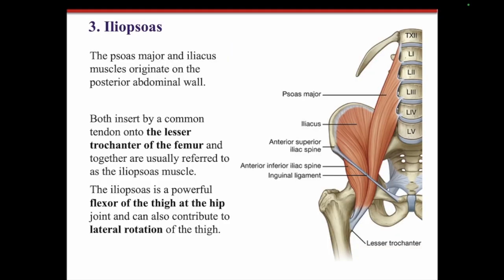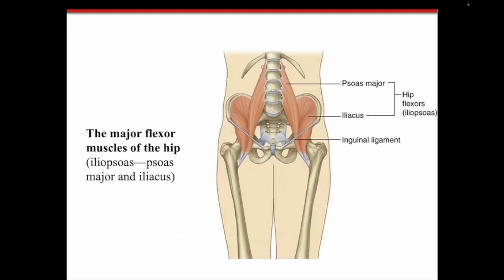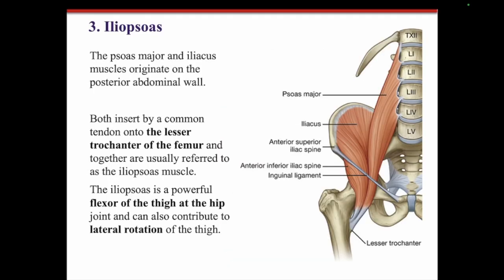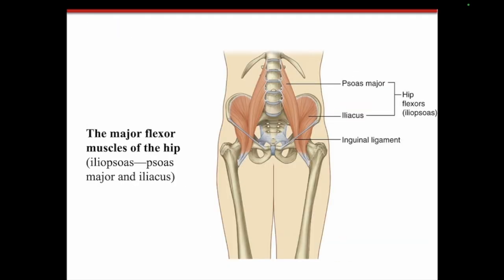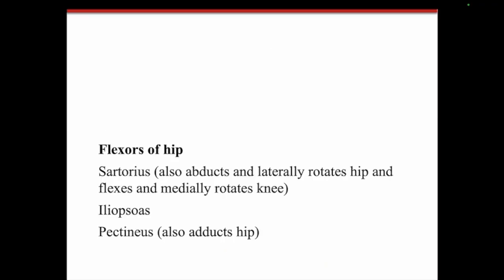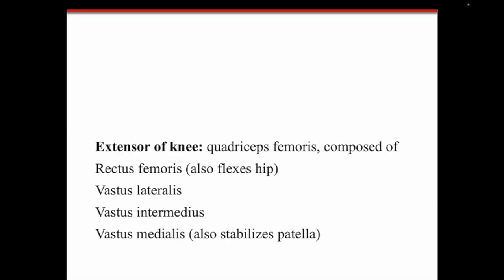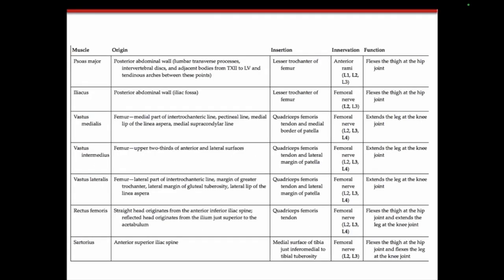The iliopsoas is a muscle that we already talked about. It comes from way above, the vertebral column and the iliacus, and goes to the lesser trochanter of the femur. So this muscle also acts on the hip, and in this case it is a flexor and a lateral rotator of the hip. So flexors of the hip, we have the sartorius, the iliopsoas, and the pectineus. And extensors of the knee, we have the quadriceps femoris.